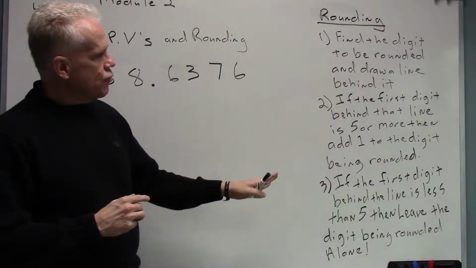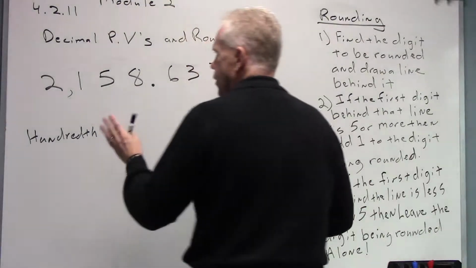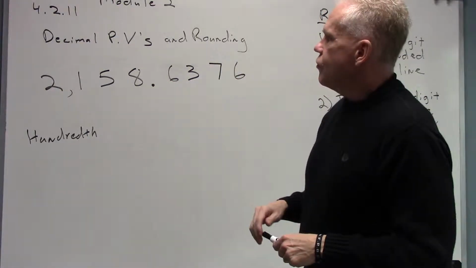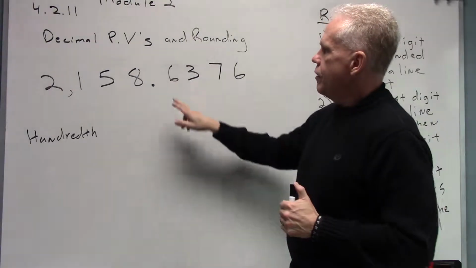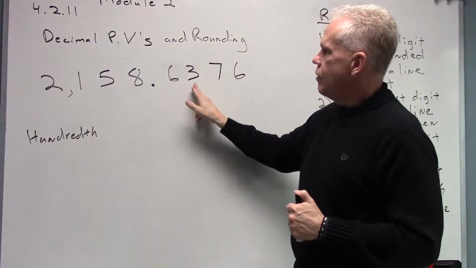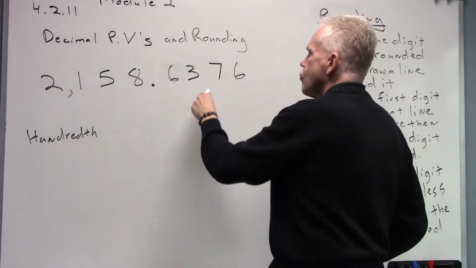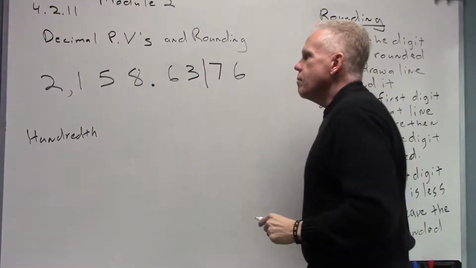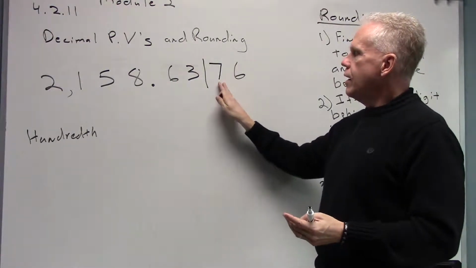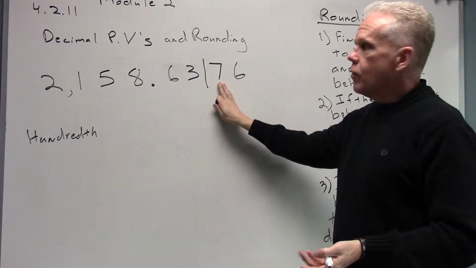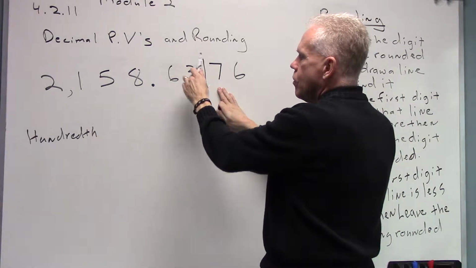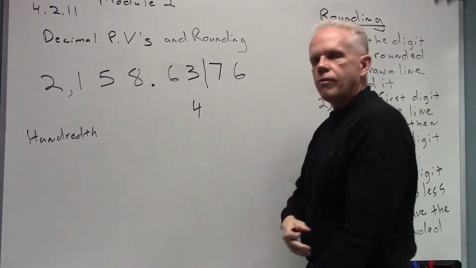So let's apply those rules to rounding our number to the nearest hundredth. First of all, let's locate the hundredth. If we look, there's the ones place, this is the tenths, this is the hundredth. So I'm going to draw a line right behind that. Now I'm going to look behind it, and I see a 7 there. That's more than 5, so to get to the hundredth, I'm going to add 1 to this 3 and bump it up to a 4.